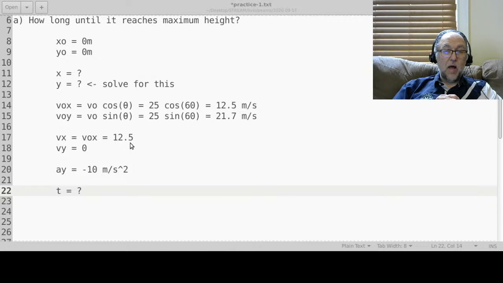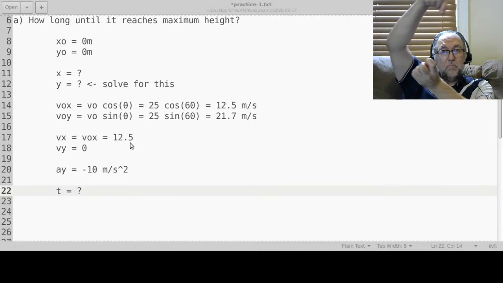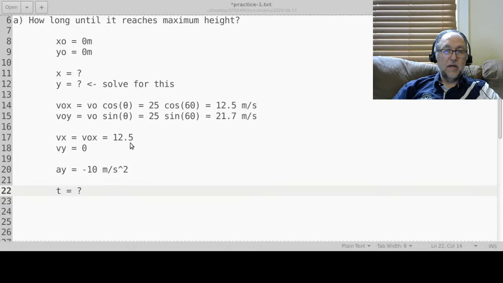If you were to try to catch this ball, if you're a catcher playing baseball and you're running underneath it, if you ran at 12.5 meters per second right underneath it, the ball would go up and it would come down and would land right in your hand. Okay, so there it is.